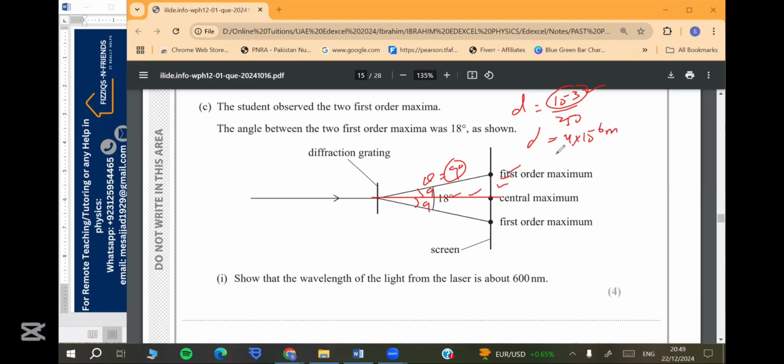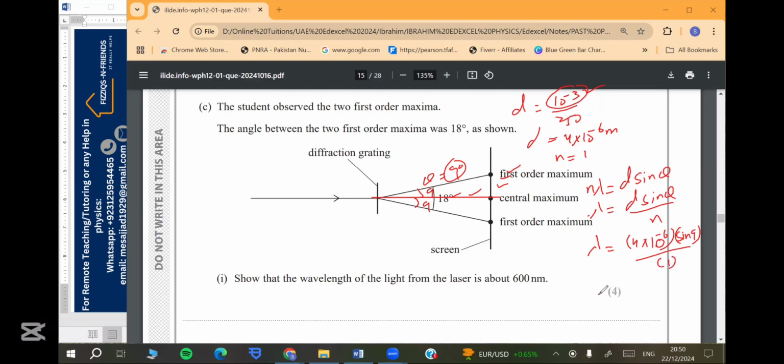And for first order, we have n equals 1. So wavelength is going to be n lambda equals d sine theta, and lambda will be d sine theta over n. Lambda equals d, which is 4 into 10 raised to the power minus 6, times sine 9, over 1. So from here, lambda is equal to 626 nanometers, or about 600 nanometers.